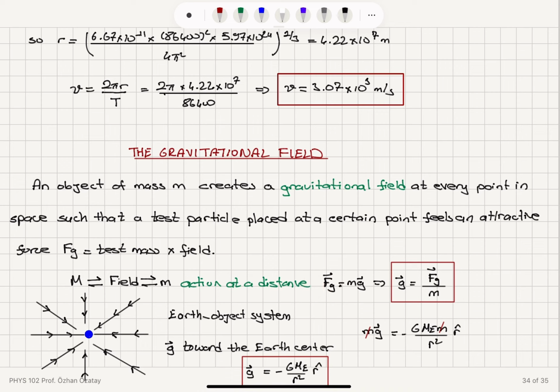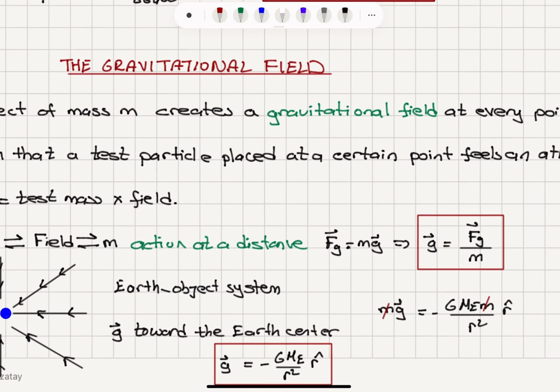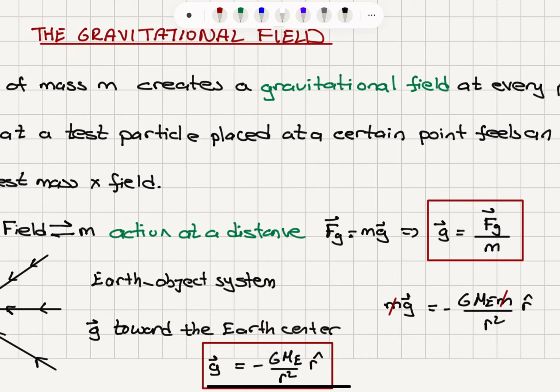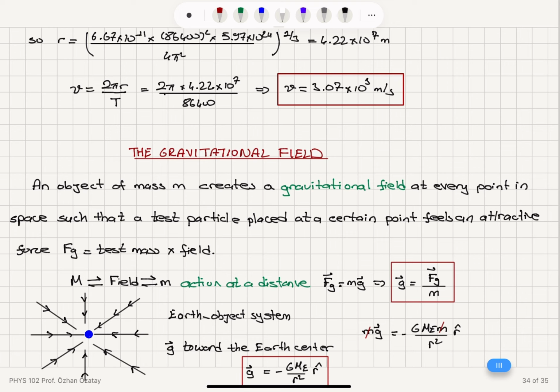The gravitational force is mass times the gravitational acceleration. Gravitational acceleration is gravitational force divided by m. And remember that this gravitational force is G times the product of the masses divided by r squared, in the minus r hat direction, pointing towards the center. So the gravitational acceleration was minus G ME over r squared r hat for the Earth-object system, and therefore this is our gravitational field. Basically, the gravitational field multiplied by the test mass gives us the gravitational force. So that's the action at a distance.